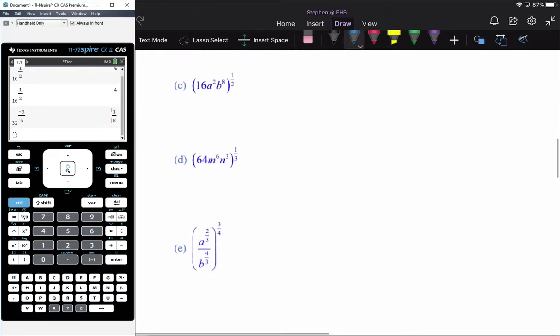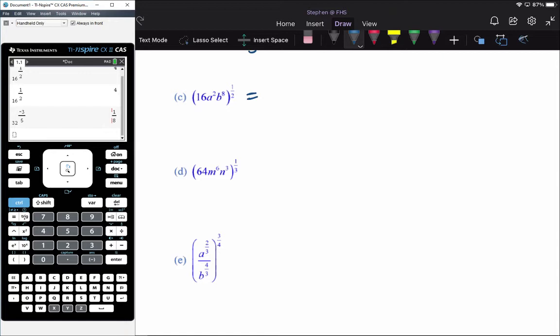Moving on to the third one, we have 16a squared b to the 8, all to the power of a half. So this one does require slightly more work, and this is how we're going to do it. First of all, 16 to the power of half, that is really just square root 16. A squared to the power of half, let's put that into brackets as shown. And finally b to the 8 to the power of half, as shown. Right, well, root 16, that's just 4, and now we have a to the power of 2 multiplied by half, and then finally b to the power of 8 multiplied by half.